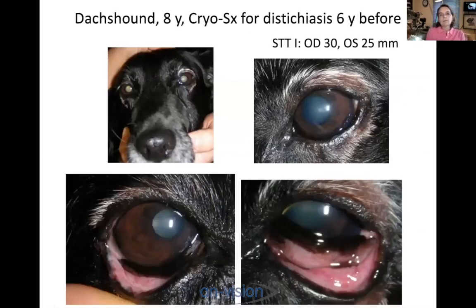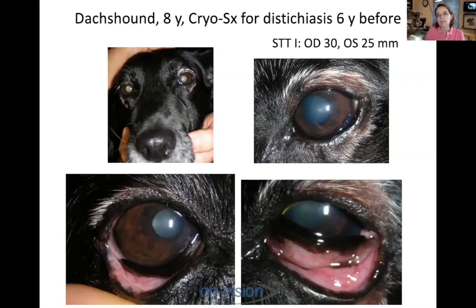This is an 8-year-old dachshund who had cryosurgery 6 years before because he had severe distichiasis. This was with another veterinarian. I can comment that I don't like the cryosurgery, but I know that many people like it. And usually it's claimed that the pigmentation comes back. This is just an aesthetic thing. It's not important, but in this case and in several cases that we see, it never came back. And maybe just to tell you in advance, maybe this was overdone. Maybe too much cryo was used. I don't know. I haven't been there at the time of the surgery.